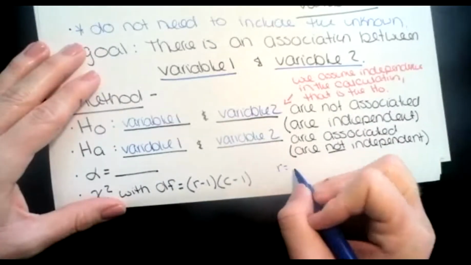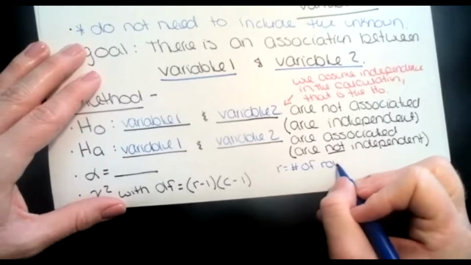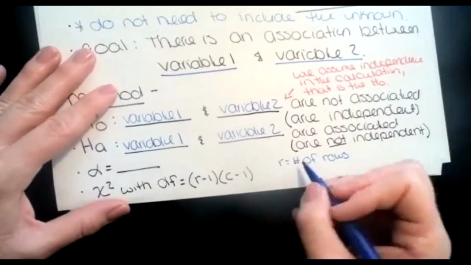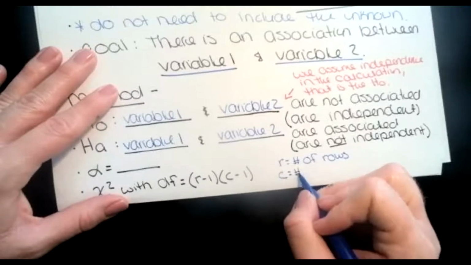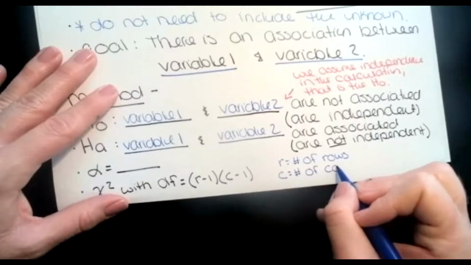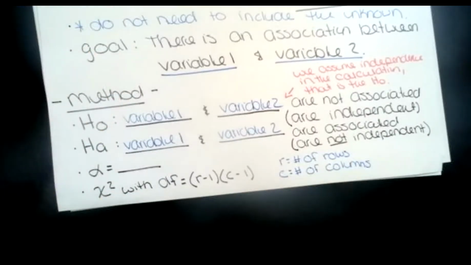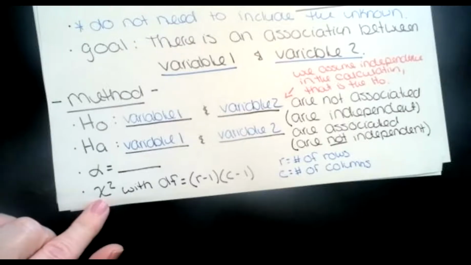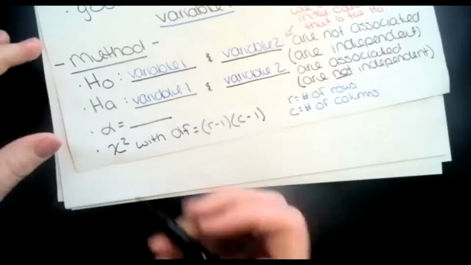So R is equal to the number of rows, which you could quickly look at and calculate. You don't need to do this by yourself. Anytime we'll do this, and C is the number of columns. Of course, you can write chi-square out if you want to type it out. You can do that.